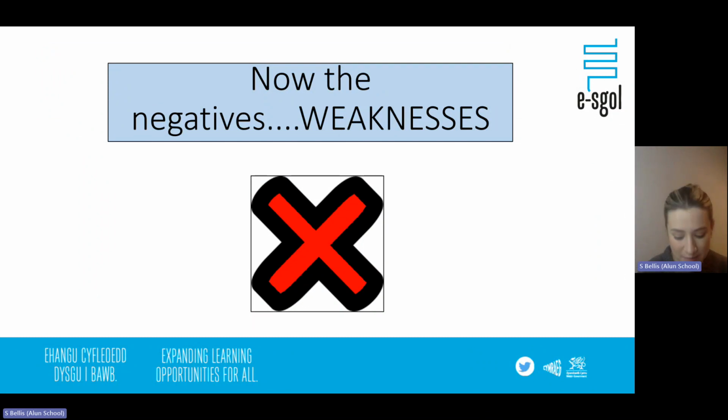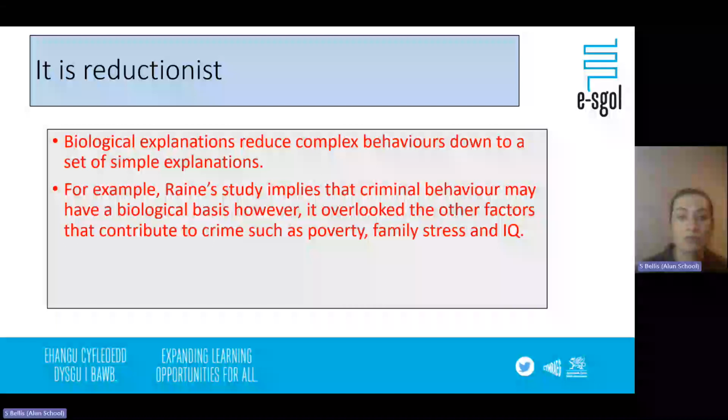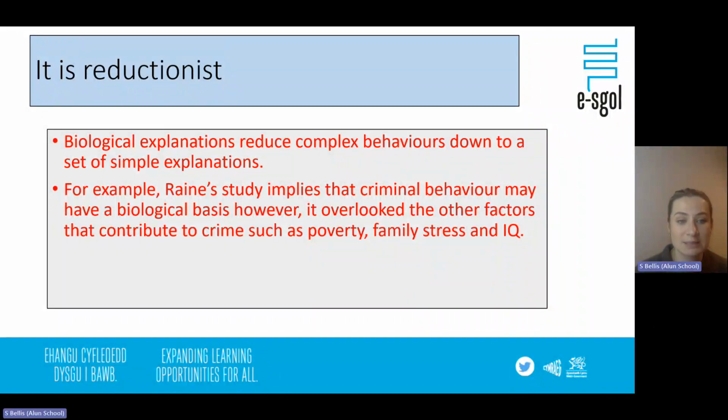Okay, so now looking then at the weaknesses of this. So there are, again, 3 weaknesses. First one, it's reductionist. Okay, so remember me saying before, reductionism, it means it's being reduced down. And it says that biological explanations are reduced down to a set of simple explanations. So, for example, Rain's study implies that criminal behaviour may have a biological basis. However, it overlooks the other factors that contribute to crime, such as poverty, family stress, and IQ.